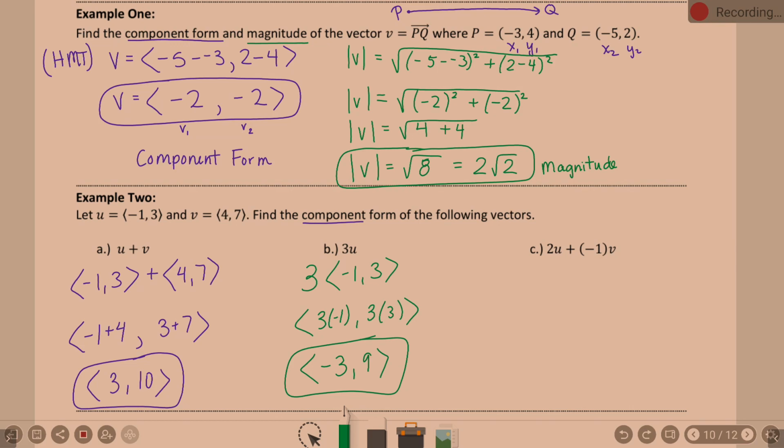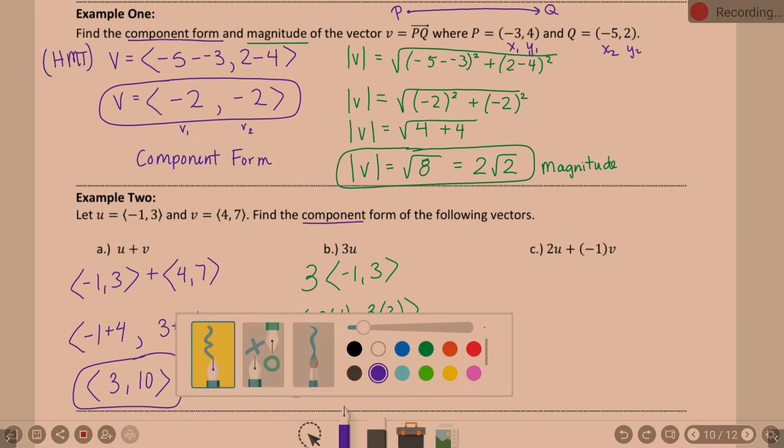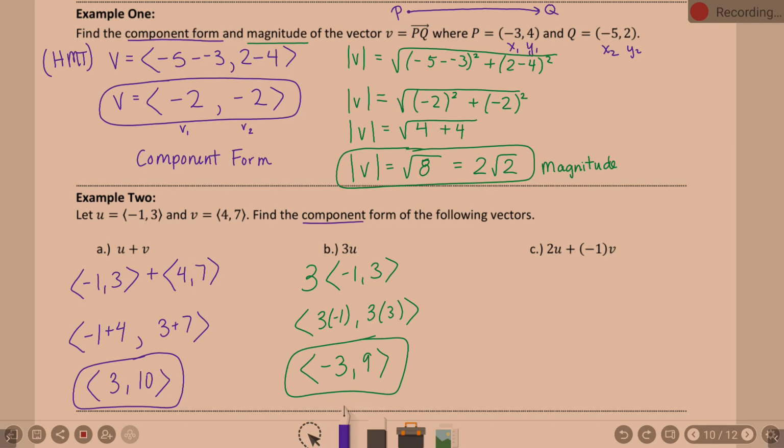Okay. C. 2u plus -1v. What do you think we're going to do? Multiply and then add. So 2u means I'm going to take the vector u and multiply each piece by 2. So I'm going to do 2 times -1 and 2 times 3.